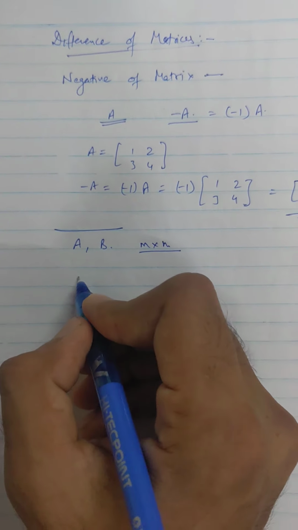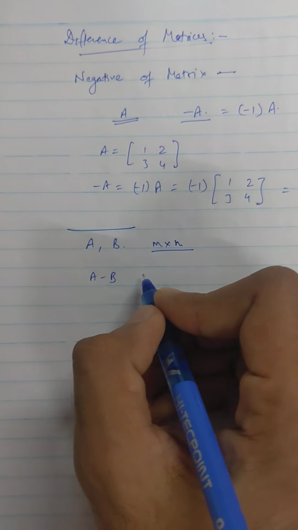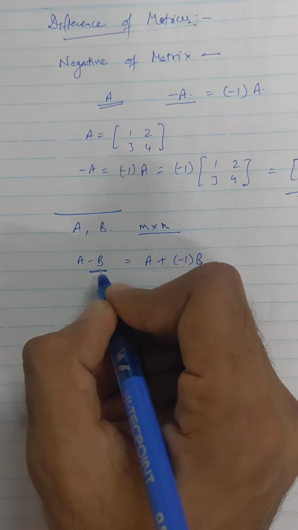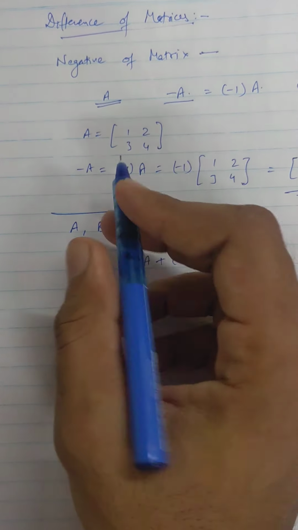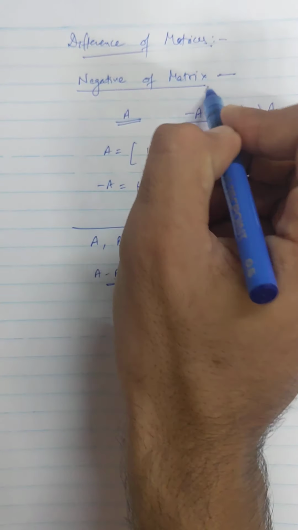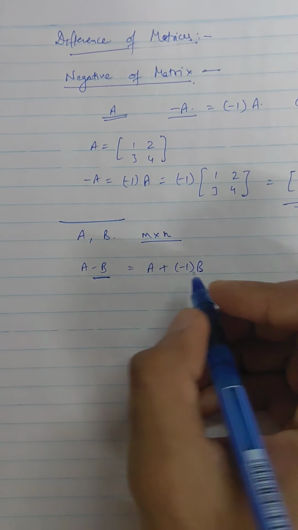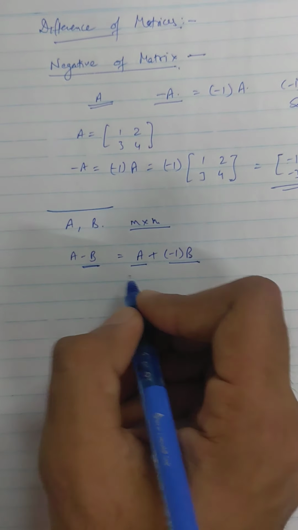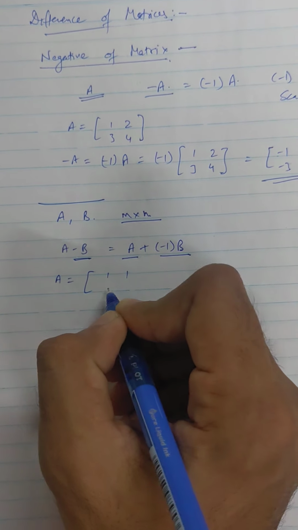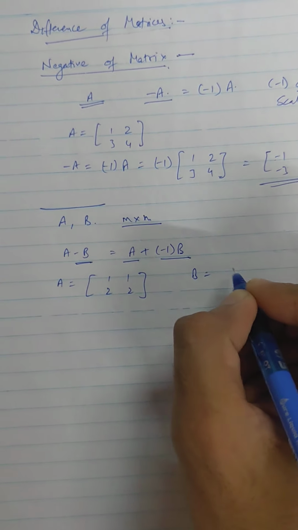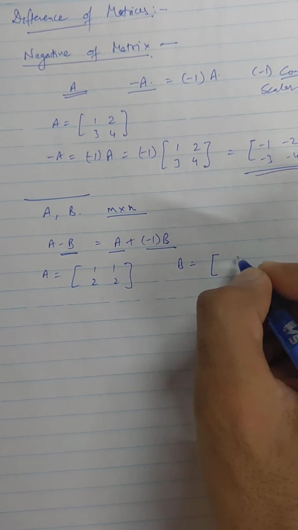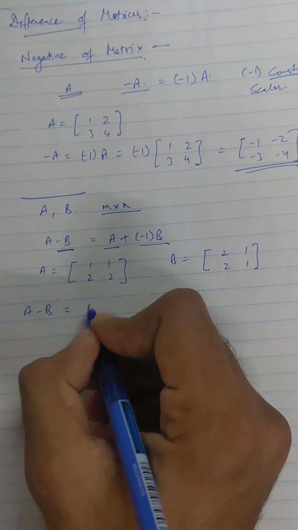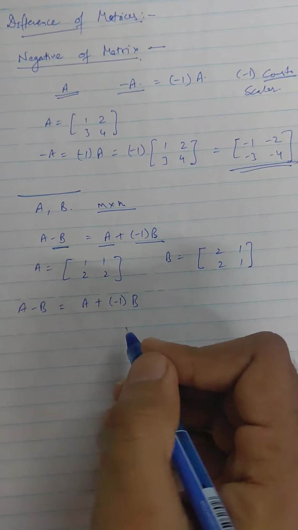Okay, so A minus B will be equal to A plus minus 1 of B, because minus B means minus 1 into B, as we have studied in the negative of a matrix. Okay, so we can write it like this, and we can find minus B and A simply. Take an example. Let A equal 1 1 2 2, okay, and B is equal to 2 1 2 1.